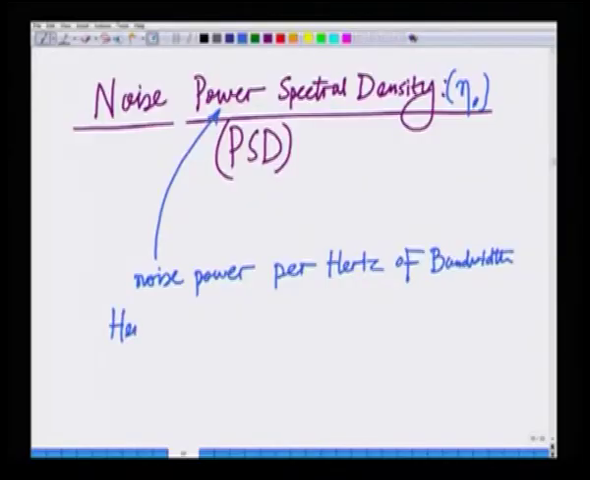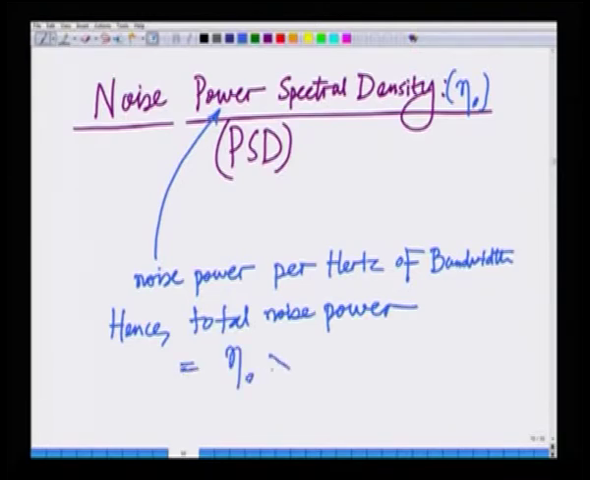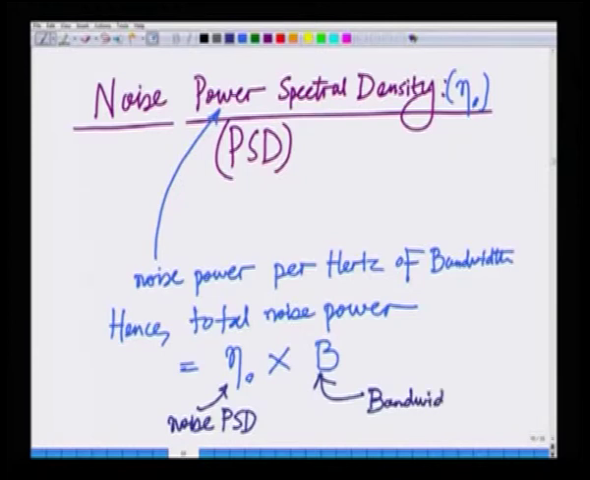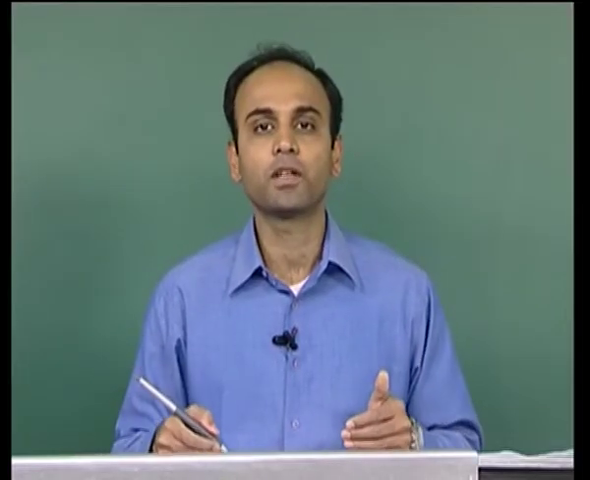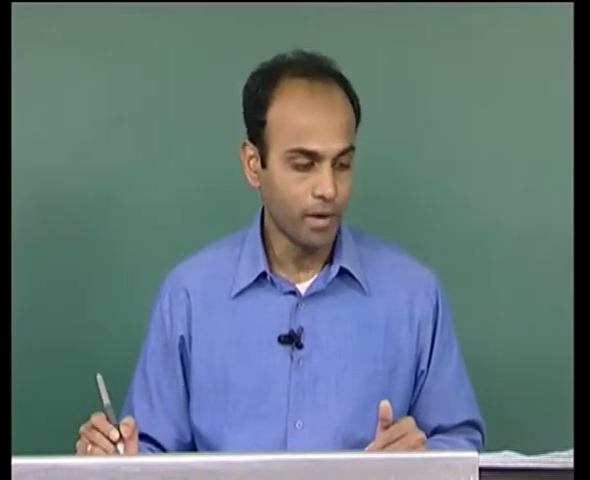Hence, total noise power equals eta naught into B, where eta naught is the noise power spectral density and B is the bandwidth of the system. Knowing the noise power spectral density and the bandwidth of the system, I can compute the total noise power.